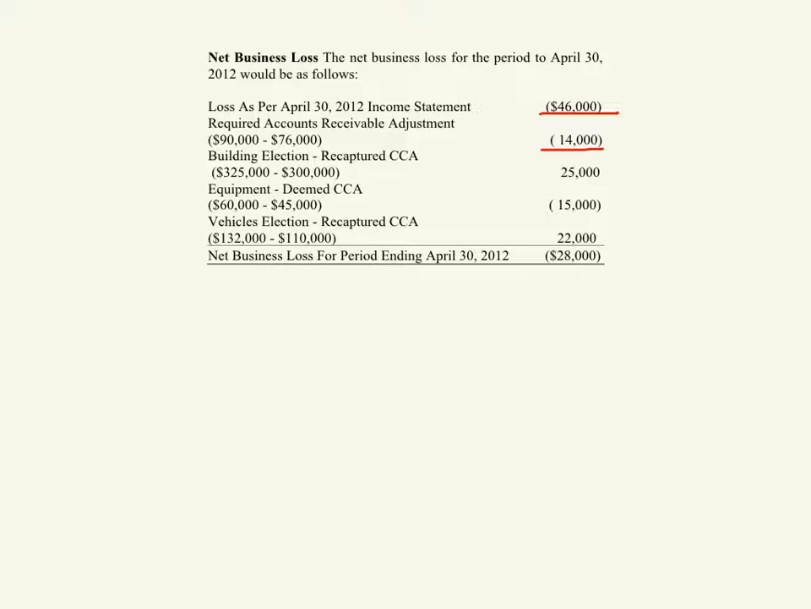If we go back to the building, to the depreciable assets that we have there, we look at each asset individually. For the building, we look at the UCC, and the UCC for the building is 300,000, and then the lesser of cost and fair market value, because this is a POD in this case, it's going to be 325, right?